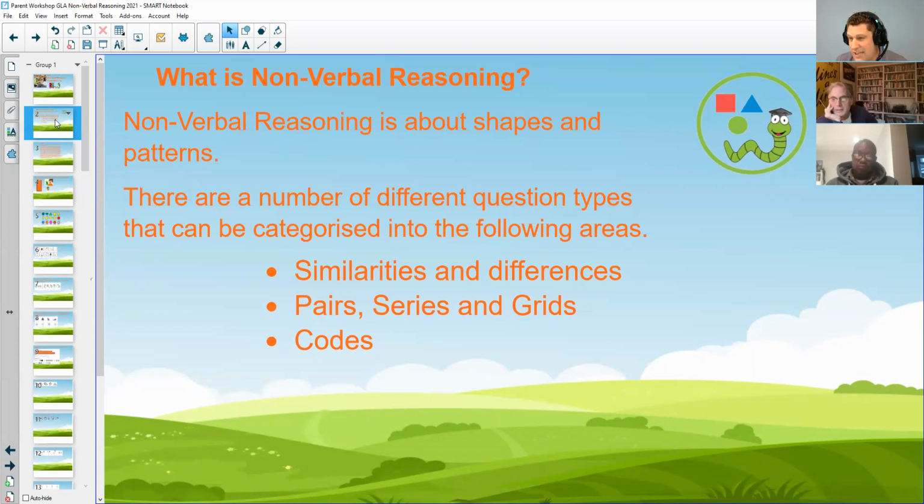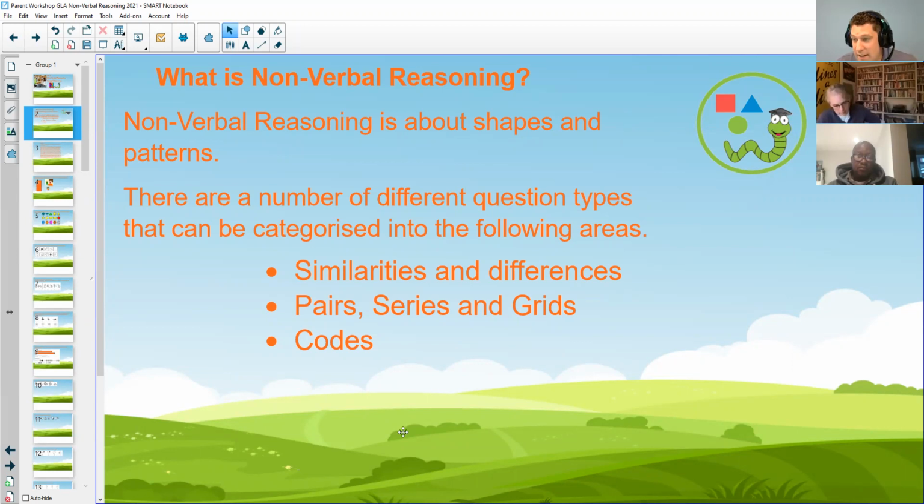Now, what we've done is we've categorized these questions into these three areas, as you can see on the screen. So similarities and differences, pairs, series and grids, and we'll also be looking at codes. I do feel with non-verbal reasoning, and certainly when we teach it to children potentially for the first time, particularly if they haven't done it within their own schooling, that we do very much treat them like puzzles. And I want children to think of them like puzzles.